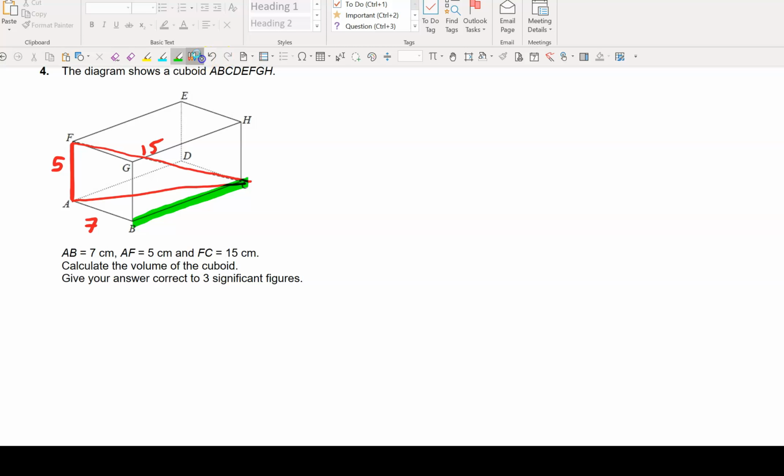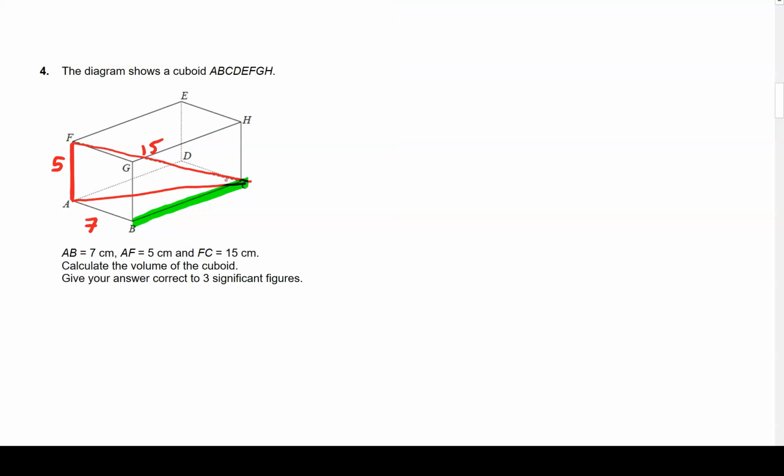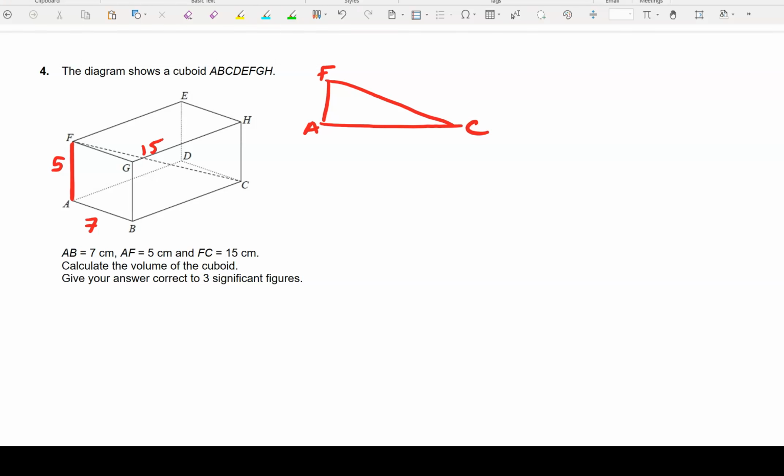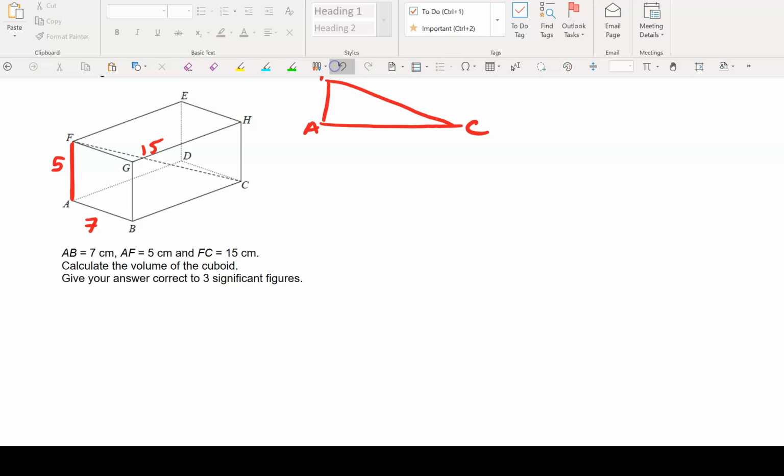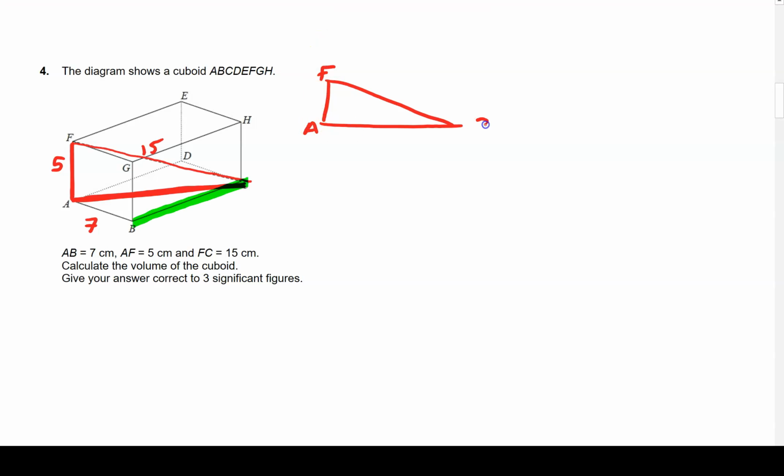So let's go back to my red. I'm going to first work out this diagonal along the bottom. So if I lift it out and say that this is FA, what was that letter under there? C. Actually, let me put those lines back. There we go, FAC.